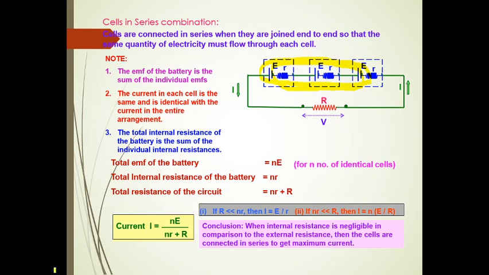And what is the current? Current in the circuit is I equal to nE, the total EMF, divided by the total resistance. In this way, when internal resistance is negligible in comparison with the external resistance, the cells are connected in series to get the maximum current.